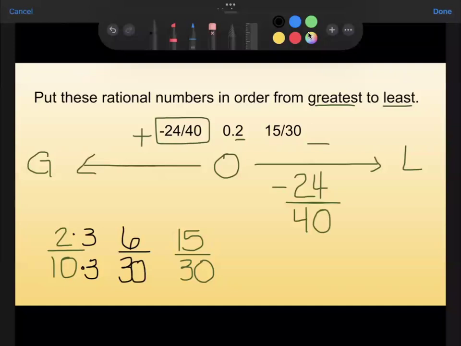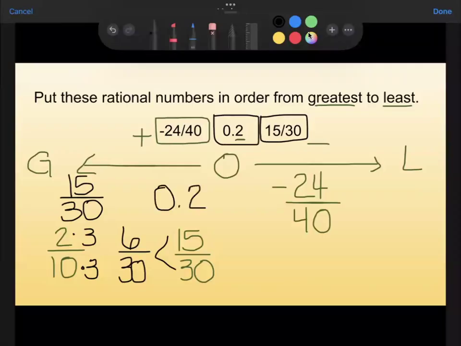Now I can tell that 15 over 30 is greater than 6 over 30. So out of these three numbers, 15 over 30 is my greatest number, which means that 0.2 is going to go in the middle, just a little bit on the greater side of 0. So my final answer, putting these in order from greatest to least, would be 15 over 30, then 0.2, and then negative 24 over 40.